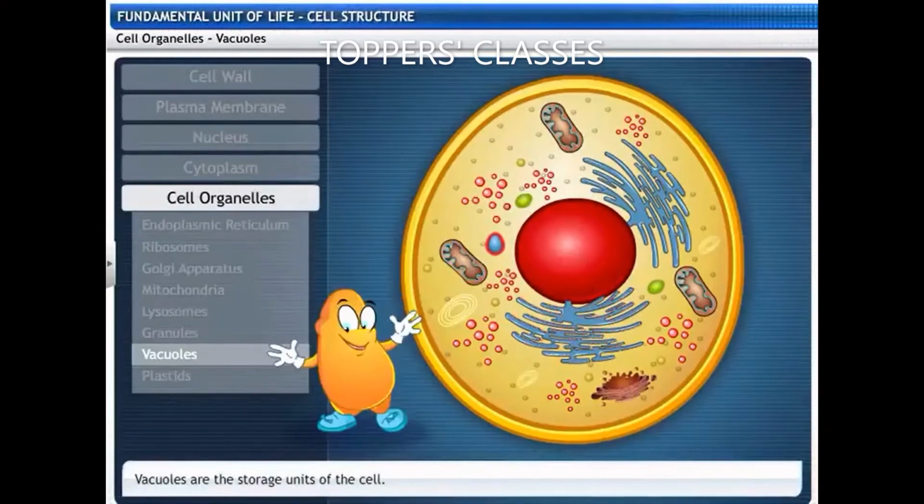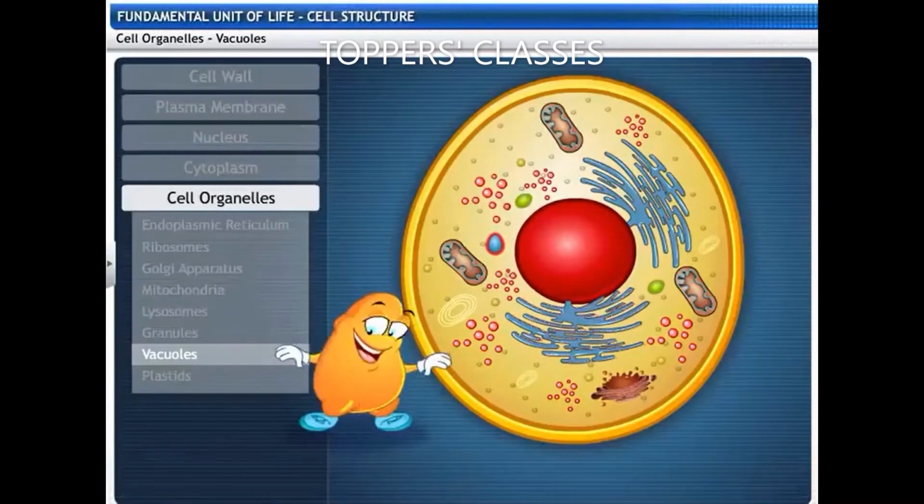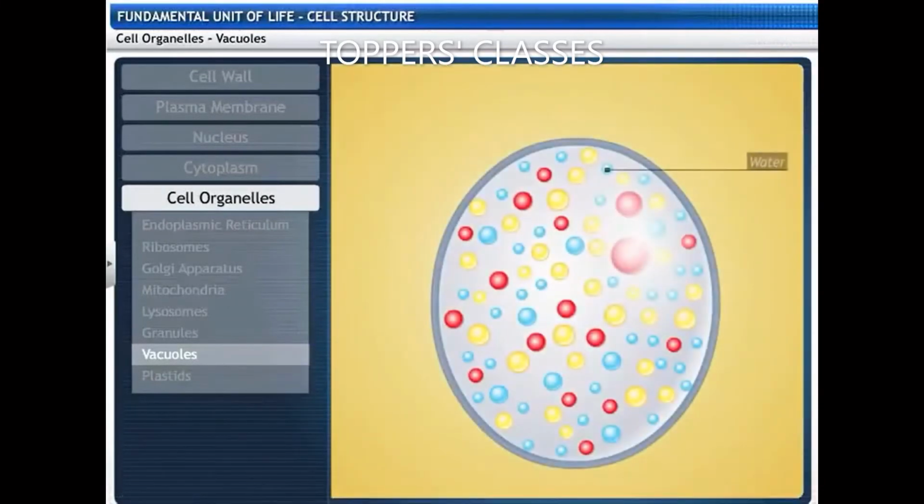Cells have storage units called vacuoles. They store water, energy, and waste products and substances like amino acids, sugars, and proteins. The fluid contained in them is called cell sap. A vacuole is covered by a living membrane called tonoplast.